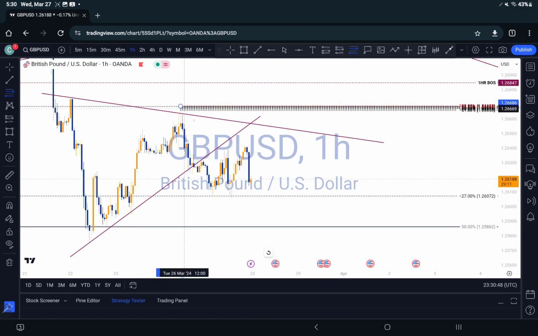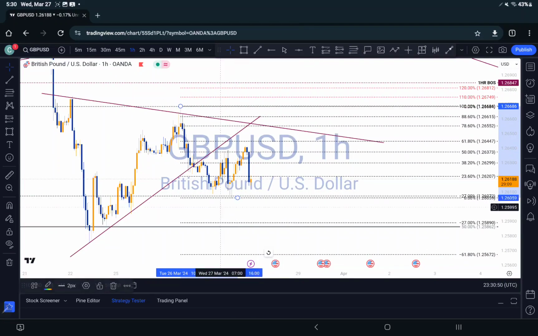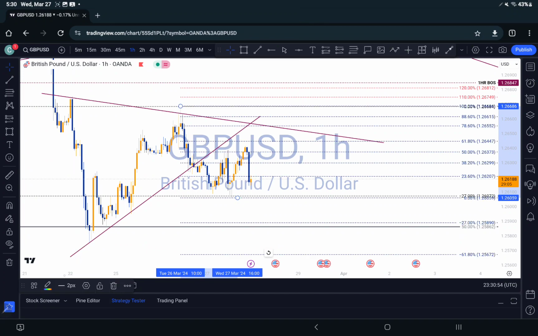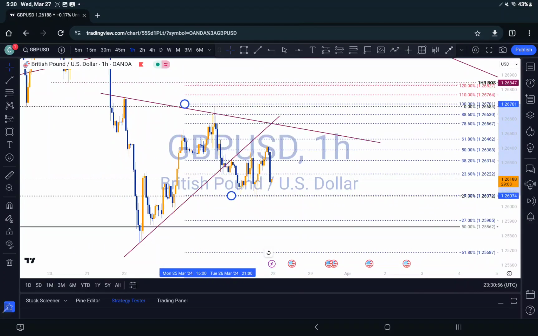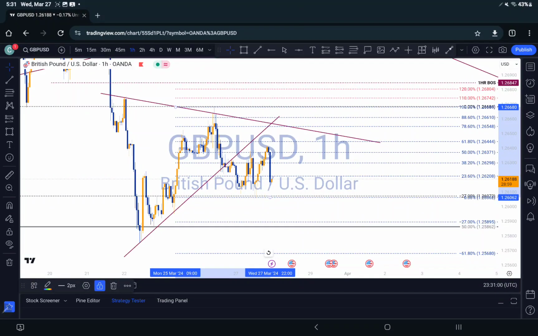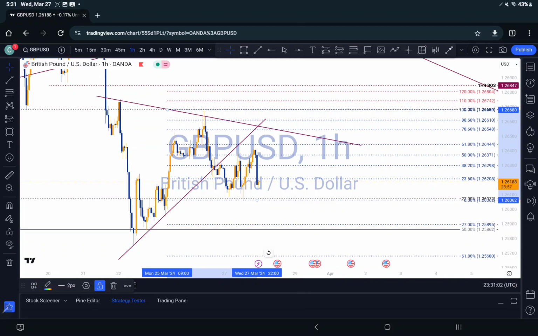I'm going to use a mini fib from point A here to point B right around this area. Let's change that to point here to point B. We can see that we currently have this M pattern around my 50% fib level right here.